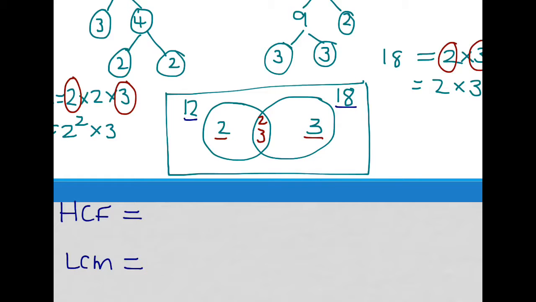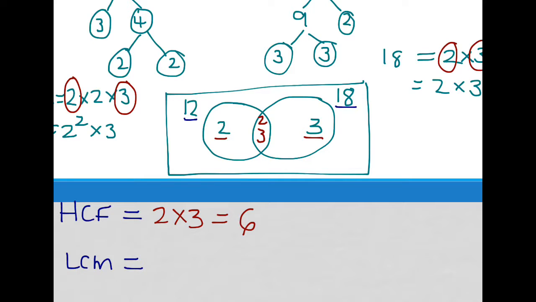Okay, I'm hoping that for the highest common factor, you've remembered from before, that would be where the intersection is. So we can write for that there, that's 2 multiplied by 3, and our answer is 6.